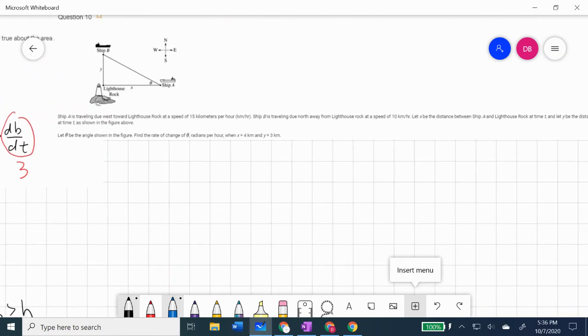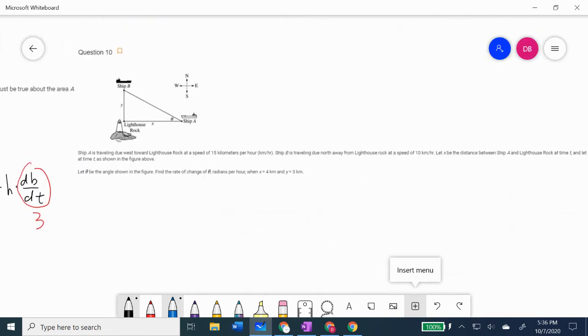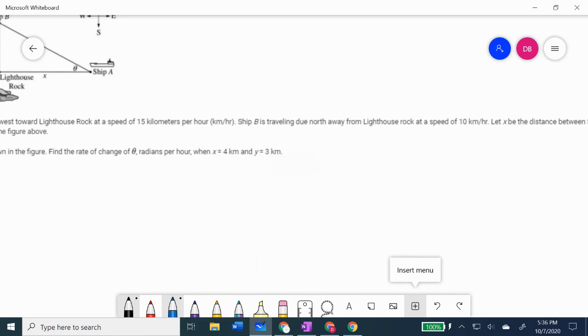Now on to the lighthouse duo of problems. Just a little bigger. There we go. Okay.